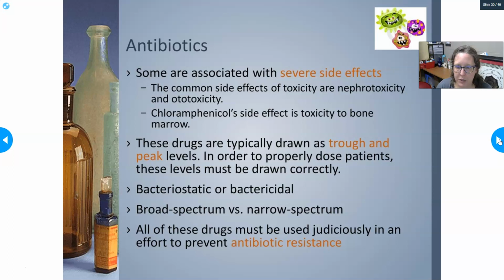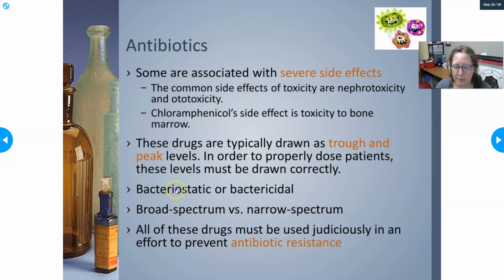These drugs are typically drawn as trough and peak levels. The antibiotics, these are pretty typical, after usually 2 or 3 doses. And in order to properly dose the patients, these levels have to be drawn correctly. So again, collaboration with the nursing staff is essential there.